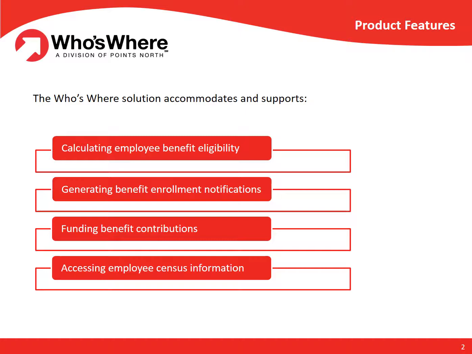Then we give you the tools to easily identify items that need your attention and the means to take action, all without having to move to a different system. Calculating employee benefit eligibility, generating timely benefit enrollment notifications, facilitating the funding of benefit plan contributions, consolidating and accessing employee census information, it can all be done with Who's Where's payroll data aggregation solution. Let's take a look.